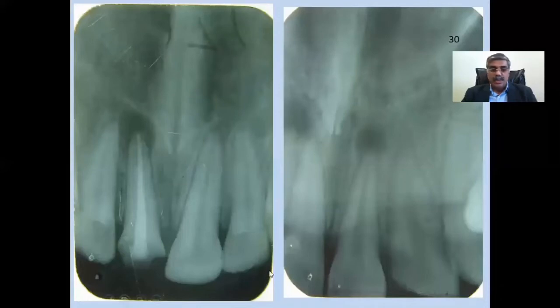Now, here I show you 2 cases. This one is a central incisor, which was earlier treated but without good obturation at the apical third, which has resulted in a periapical radiolucency. Here you can see it is a well-defined radiolucency. Margins are very clearly seen. The size is less than 1 centimeter.